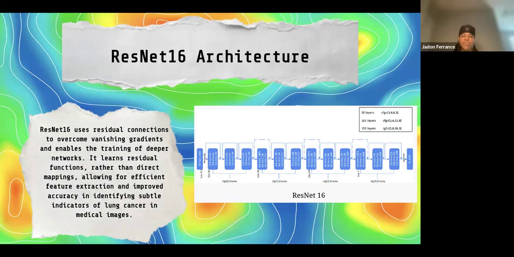For ResNet 16, we use residual connections to solve the vanishing gradient problem in deep networks. By learning residual functions instead of direct mappings, ResNet is able to extract subtle features from medical images, which is essential for detecting early indicators of lung cancer.